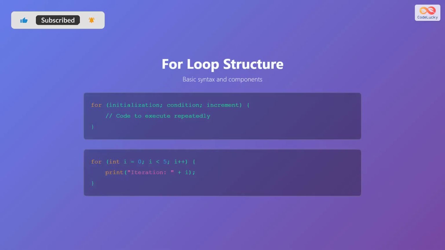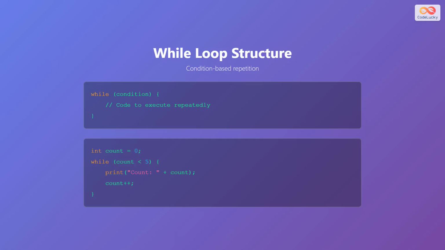The for loop has 3 main components inside the parentheses. First, the initialization sets up a counter variable, usually starting at 0. Second, the condition checks if the counter meets a certain requirement before each iteration. Third, the increment increases the counter after each iteration. In this example, the variable i starts at 0. The loop continues while i is less than 5, and i increases by 1 each time. The code inside the loop executes 5 times.